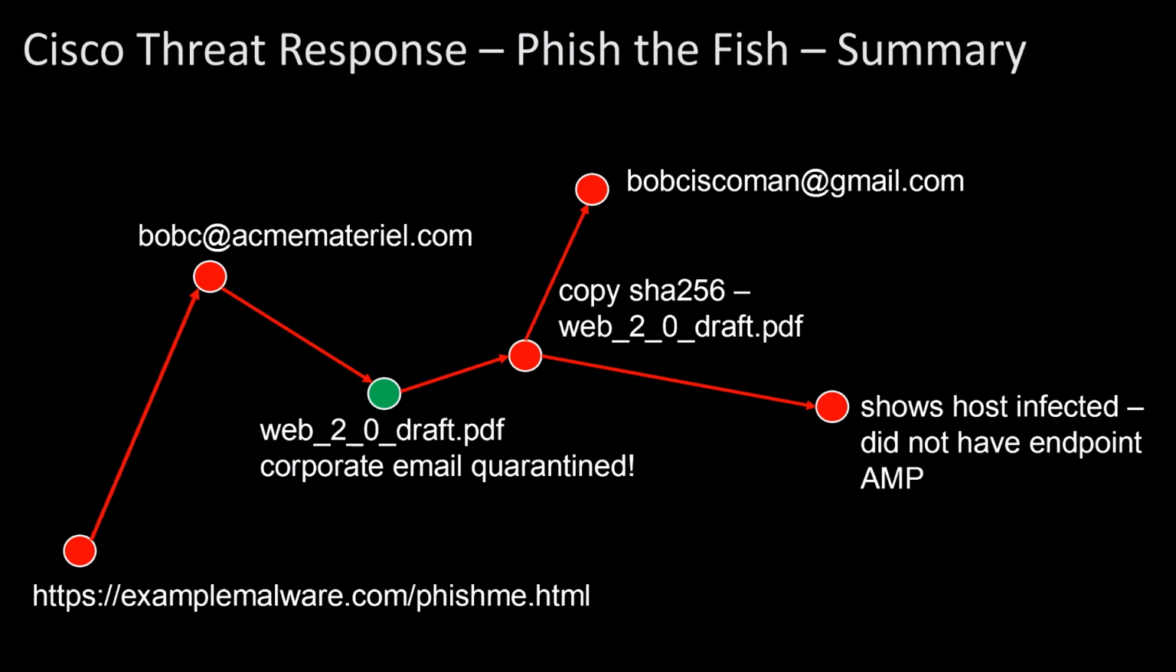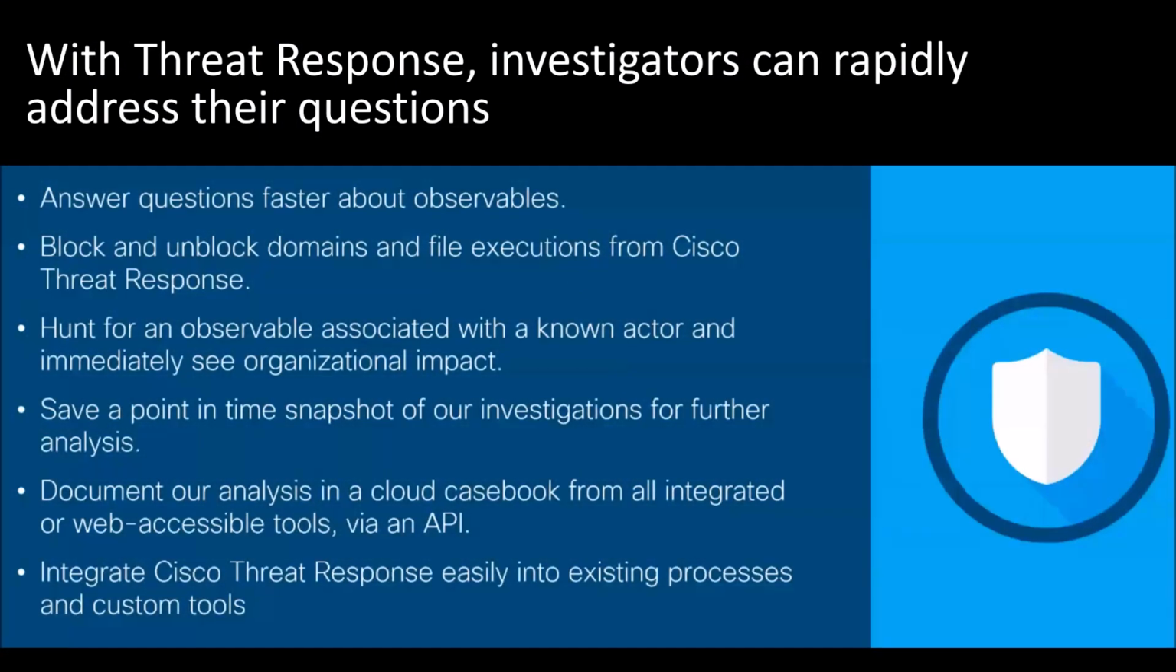In this case, the corporate mail was doing its thing. Umbrella was doing its thing. We prevented maybe the attack from being fully realized, but the host still got infected because it didn't have endpoint AMP, or maybe it didn't know about that file at the time. So let's walk through a couple of these, right?